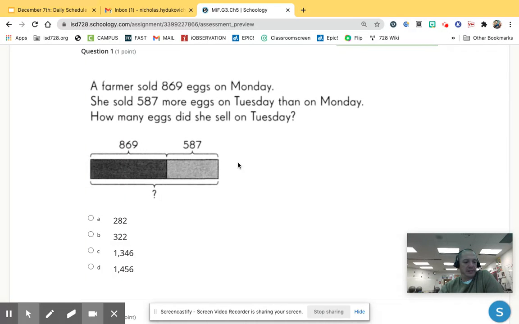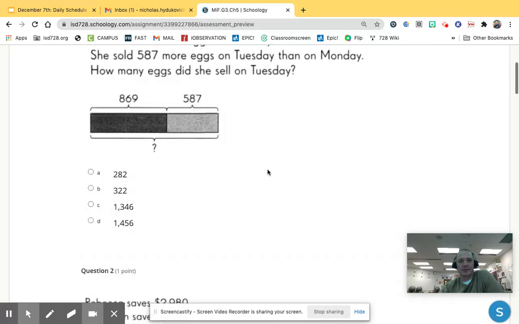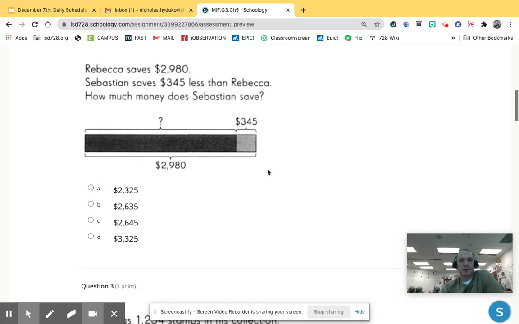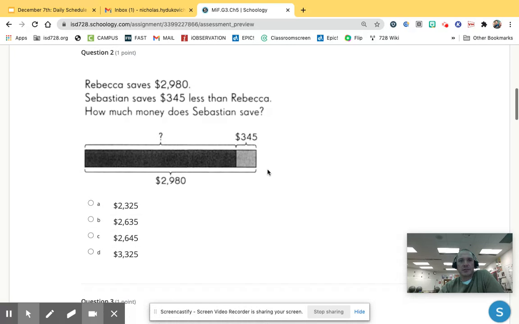There is no place for you to type in a sentence like we've talked about before. This is just straight math here, and you do not need to record any kind of answer to show your work. So once you finish with number 1, you go on to number 2. Similar kind of question. Rebecca saves $2,980. Sebastian saves $345 less than Rebecca. How much money does Sebastian save? You have to look at the bar model, complete your work on your notebook paper, and then choose the answer you feel is most appropriate.